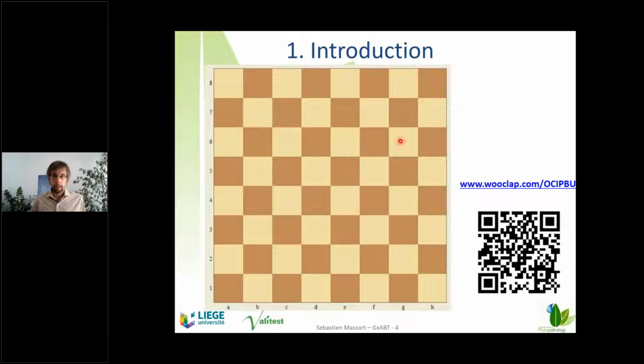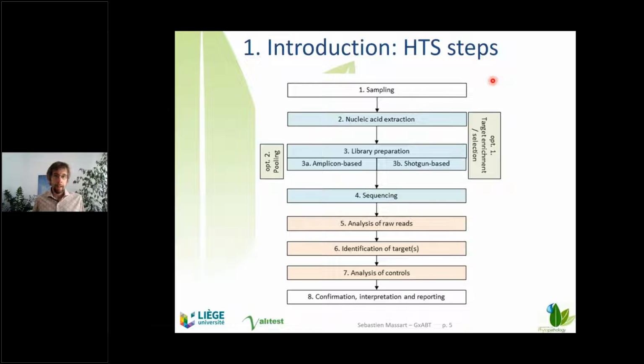So let's go further and have a look at the steps. After this very first introduction, these are the steps of high throughput sequencing once you want to carry it out. There is one part, sampling, which is needed for any test you want to make. The blue parts here, from 2 to 4, are the parts linked to the laboratory. What are the steps that have to be carried out in the laboratory? Nucleic acid extraction, the library preparation with 2 modalities, and the sequencing itself.